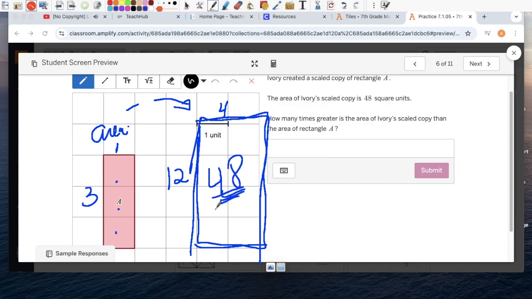Yeah, the area here is 48, right? So what's the scale factor that was used? The scale factor that was used to create this rectangle whose area is 48 would have been 4.